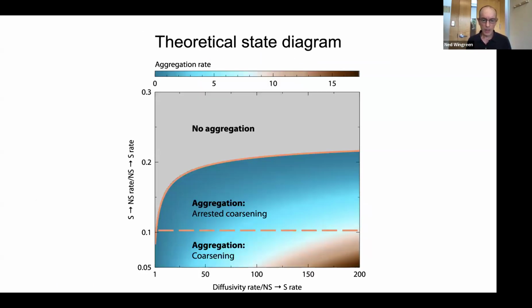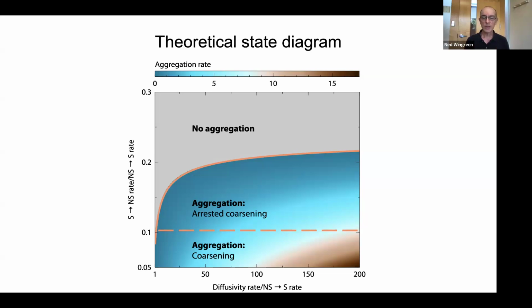All right, from a theoretical point of view, you can end up with different regimes depending on the rates of switching and how fast the proteins dissolve. When the switching rate, when things are basically non-sticky, they don't aggregate, then you can get aggregation.